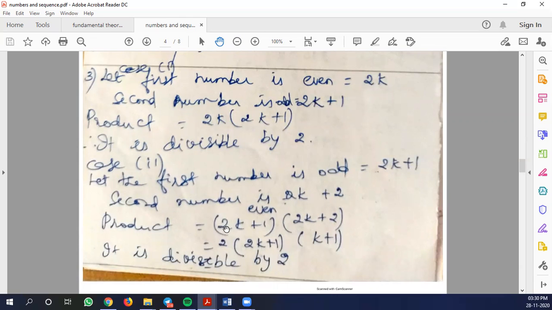So what is the next number? 2k plus 1 plus 1. Again, you have to add one more to the number. So 2k plus 1 plus 1, it is 2k plus 2. So the product is 2k plus 1 and 2k plus 2.